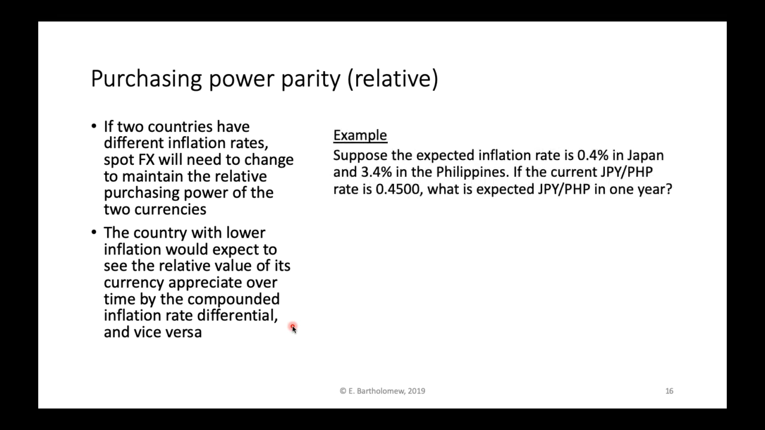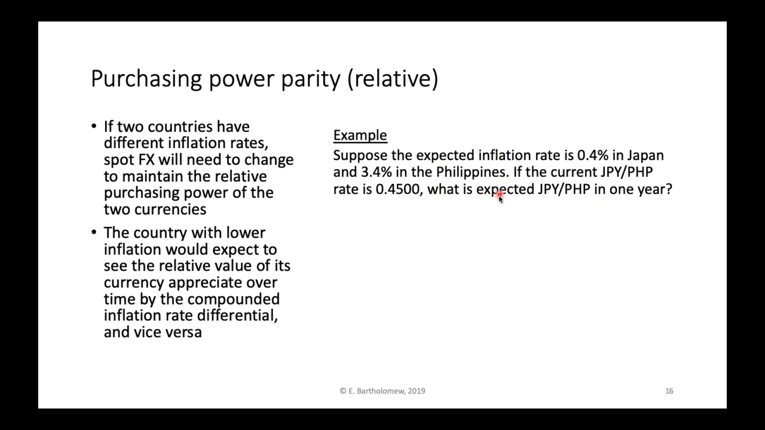So let's look at an example. Suppose the expected inflation rate in Japan is 0.4%, and suppose it's 3.4% in the Philippines. So the Philippines is the higher inflation country, Japan is the lower inflation country. And suppose the current exchange rate with yen as the base currency is 0.45. So that means 0.45 pesos buys 1 yen. And given these inflation rates and this differential, what would we expect the exchange rate to be in 1 year?